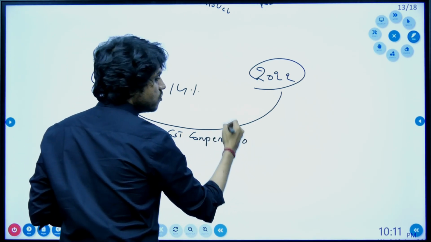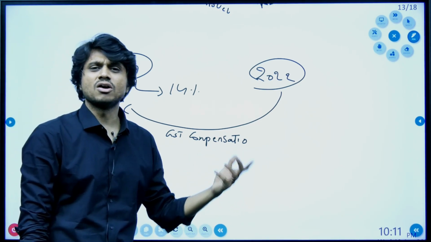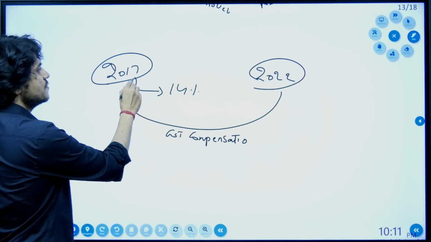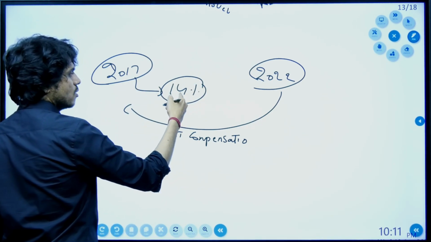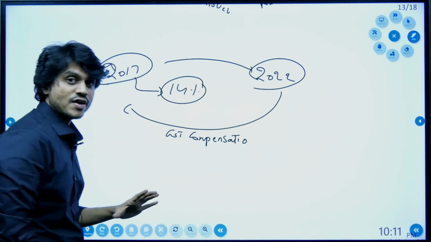Now for this, the government has levied some kind of taxes on sin goods. So the base year is 2017, and revenue growth of 14% every year should happen up to 2022, for 5 years, right?